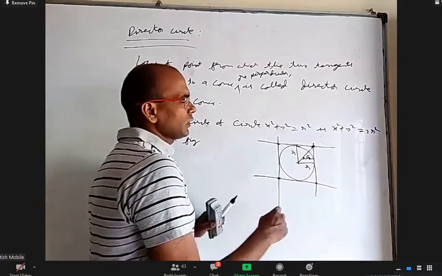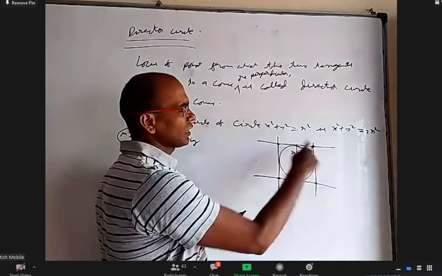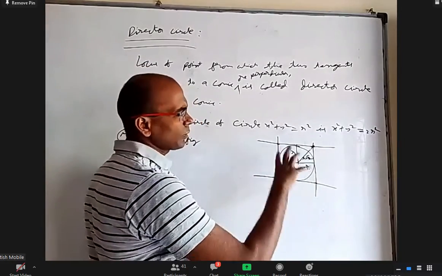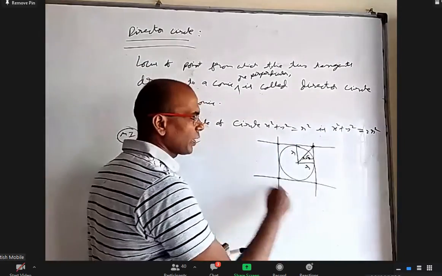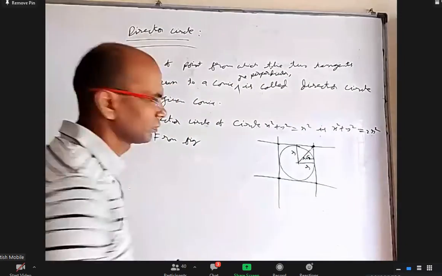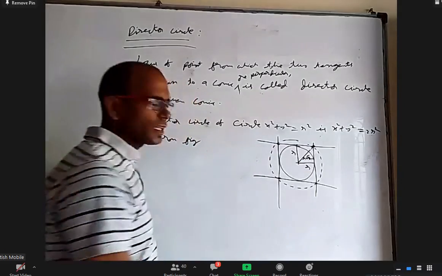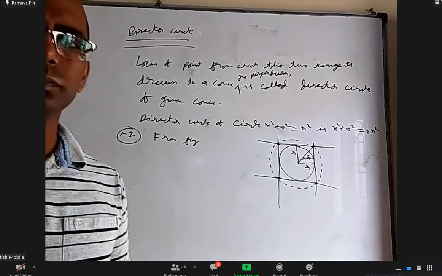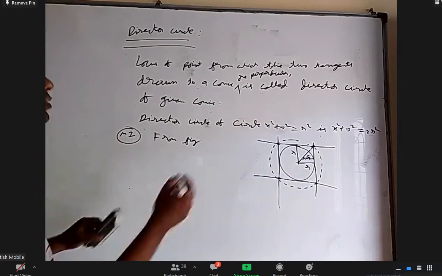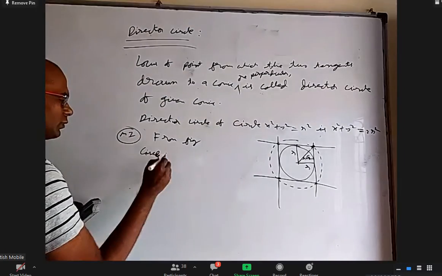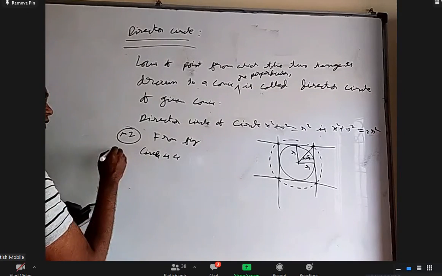Now imagine I take 4 rods like this and weld them, and revolve it. Every time the two tangents will be perpendicular, and the locus of this point will come as what? A concentric circle. And what is the radius? R root 2. So it's very easy to say from the figure that the director circle is concentric.